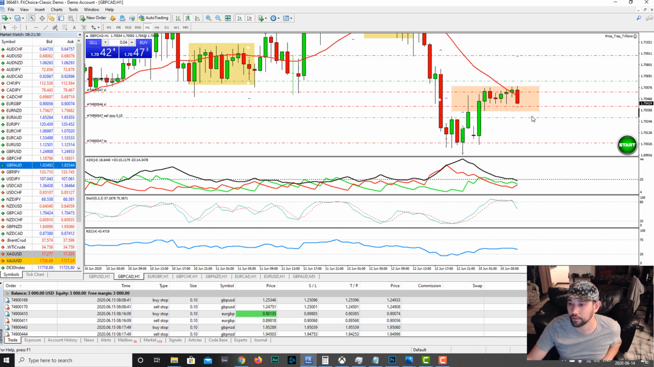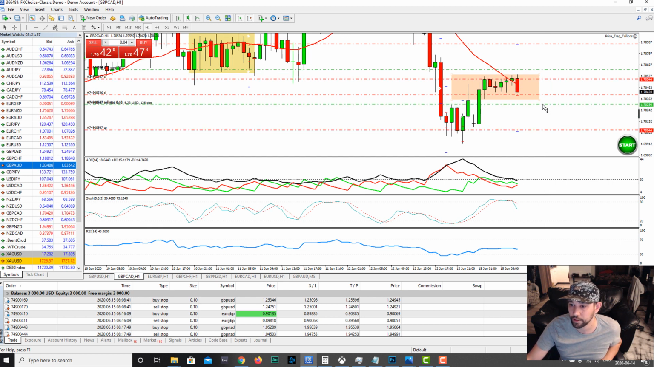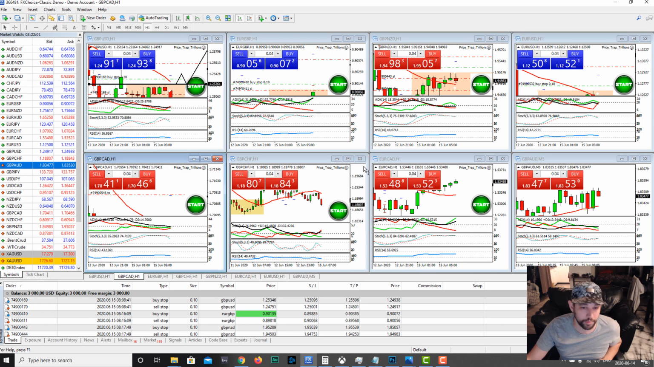And again, I'm going to be moving my buy stop and my sell stop around 5 to 6 or 7 pips around my price trap, and I'm heading on to the next pair.